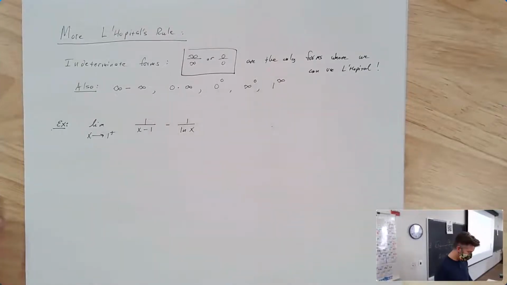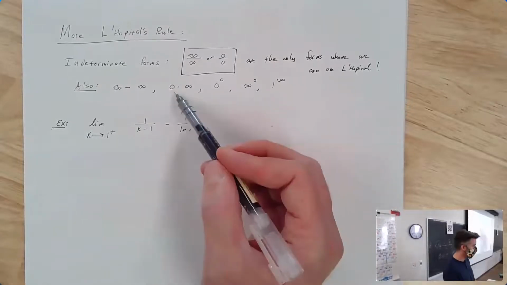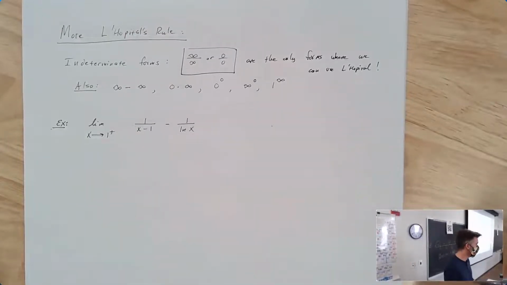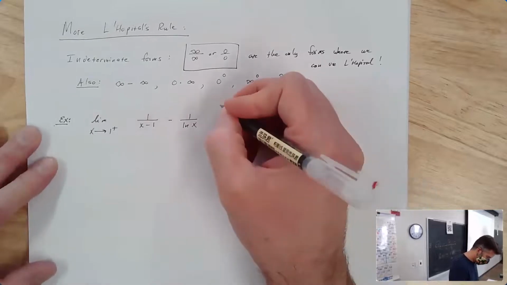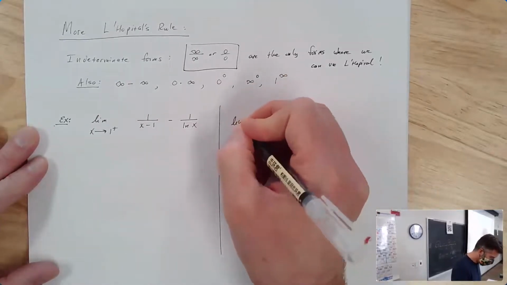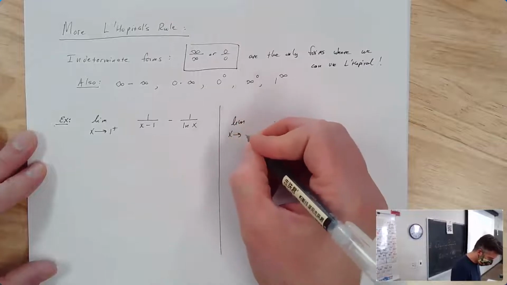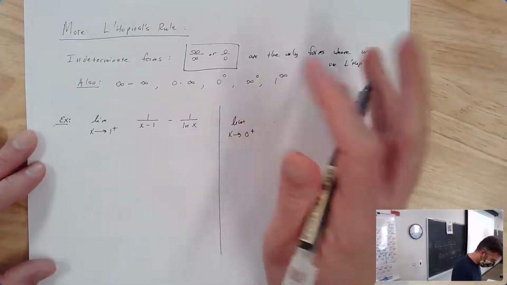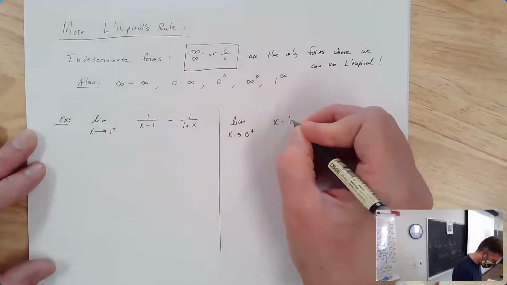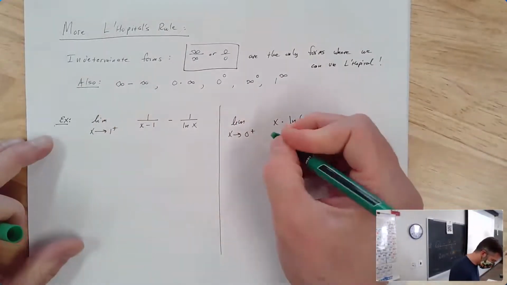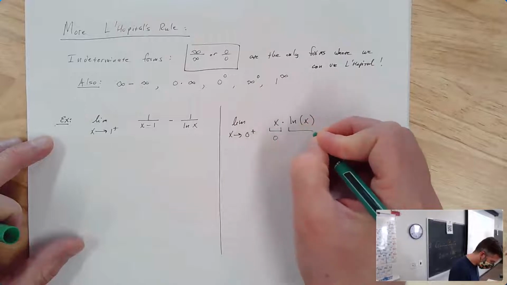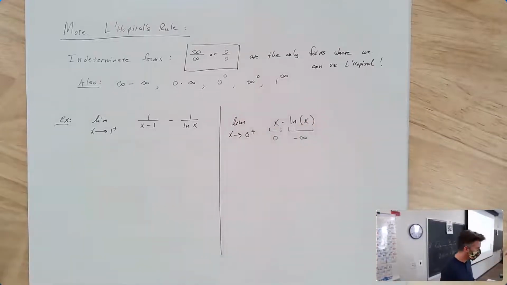Now, I should point out, when we say something like 0 times infinity, we don't really mean 0 times infinity. We mean a really small number times a really big number. So an example of that, which I'll show in a second here, would be the limit as x goes to 0 from the right of x times the natural log of x. This isn't really 0 times infinity. It's just a very small number times a very negatively large number.